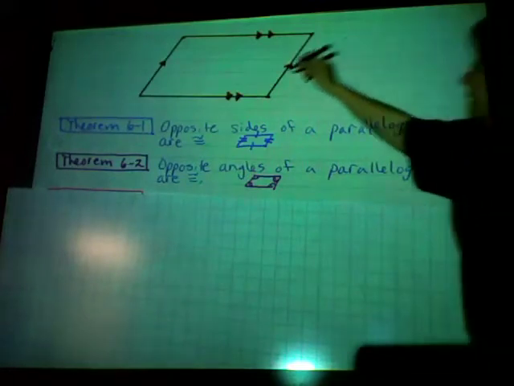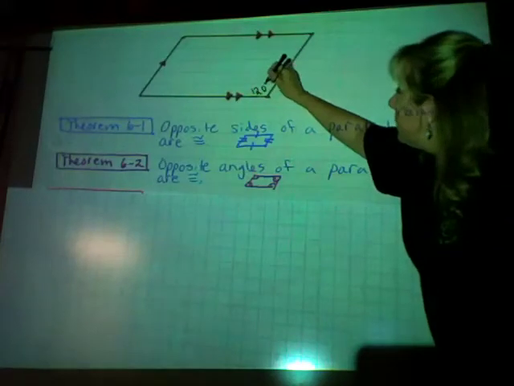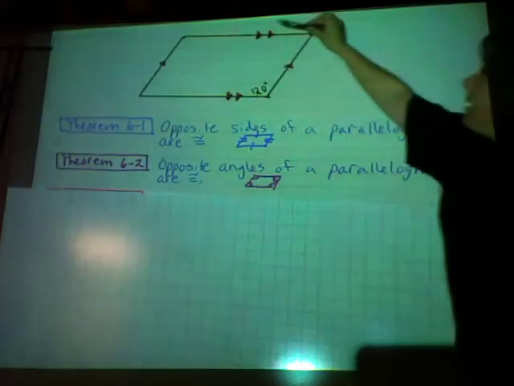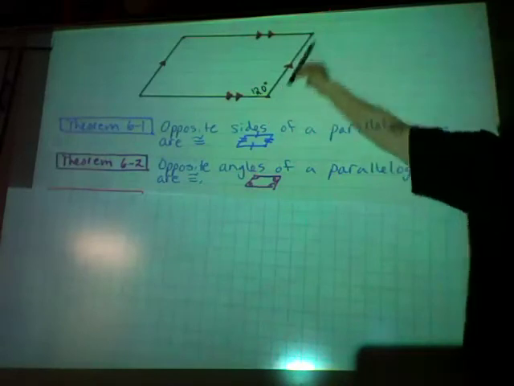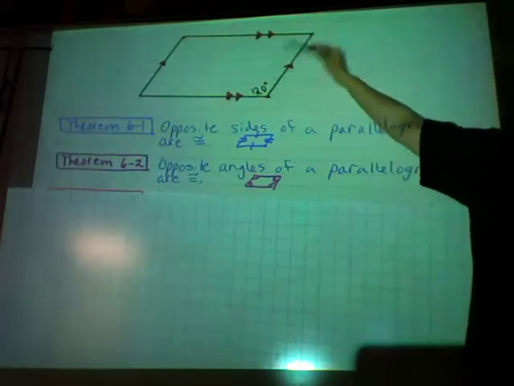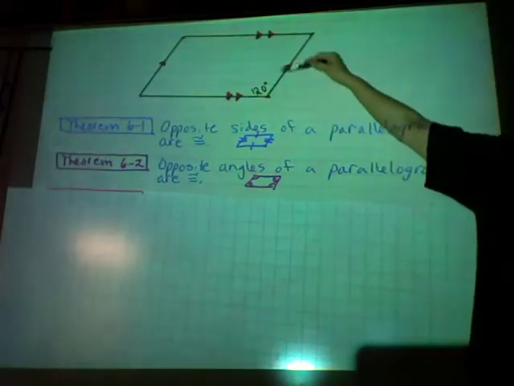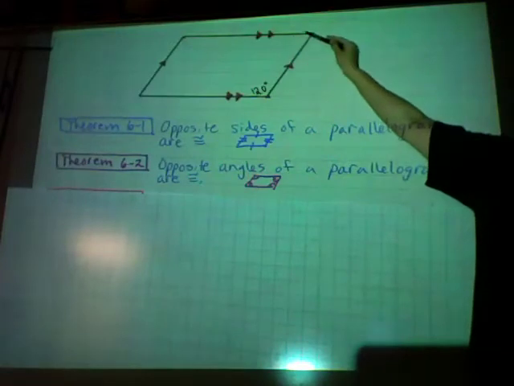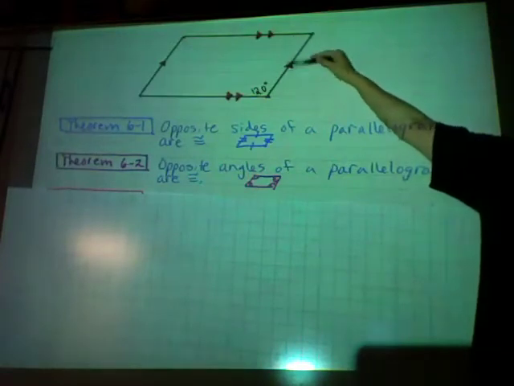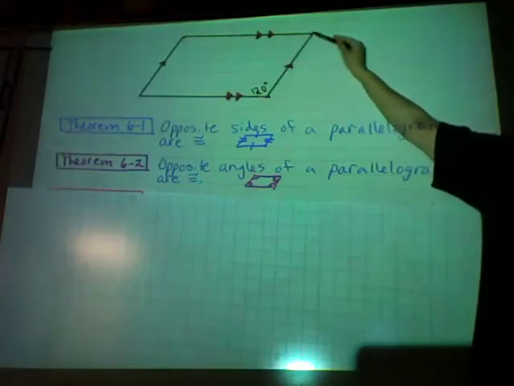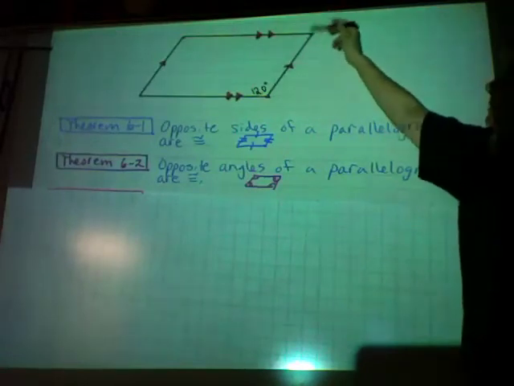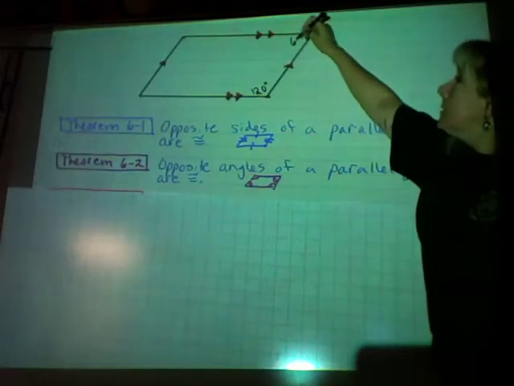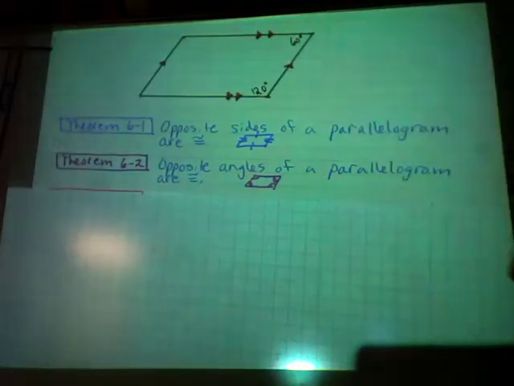Let's say that this angle measure here is 120 degrees. And these are parallel lines. Isn't that the transversal? What type of angles are these? Yeah, but what type are they called? Consecutive interior angles. And what do you know about consecutive interior angles? That they're supplementary. So if this is 120, what's this one? 60, right? Subtract 120 from 180, you get 60.